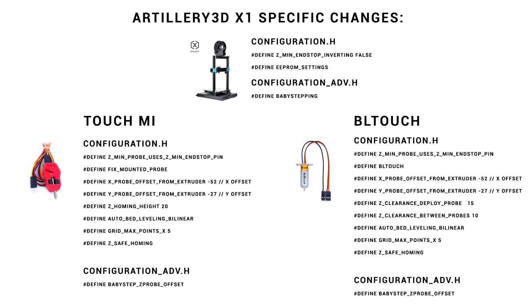Here is a summary of all of the firmware changes I need to do for each of these systems. Remember, these files are available for download for free in the description, but in case you're setting it up manually, you go to the files as listed there and you search for each of these and get them to match. The important thing is for my system, the offset of the probe for each one is going to be -52 for X and -27 for Y.